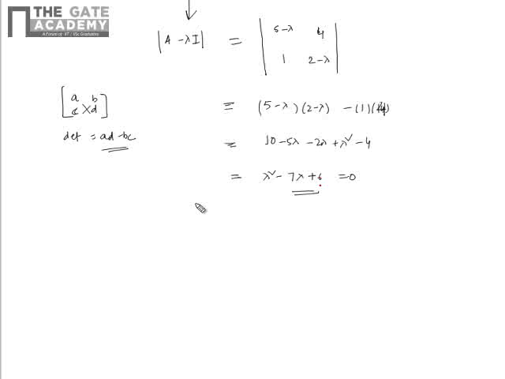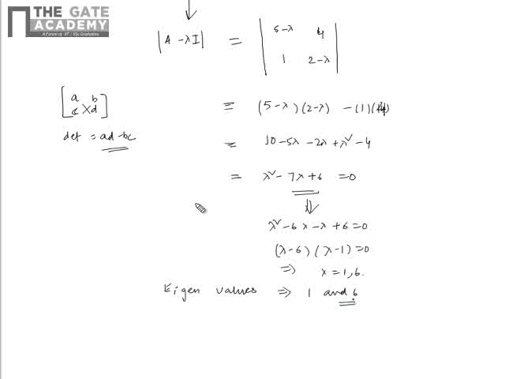So now the roots of this equation, you can just simply factorize. So lambda square minus 6 lambda minus lambda plus 6 is equal to 0. Okay, so the roots, let's factorize, 1 comma 6. So the eigenvalues are 1 and 6. So these are the eigenvalues. Now corresponding to this, let's find out the eigenvector.